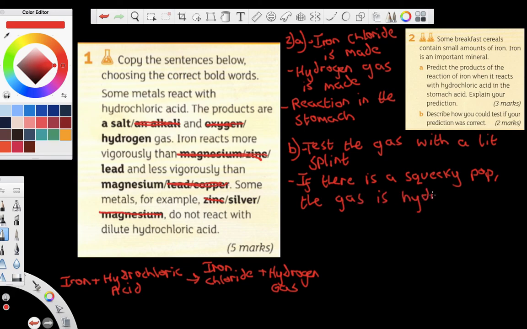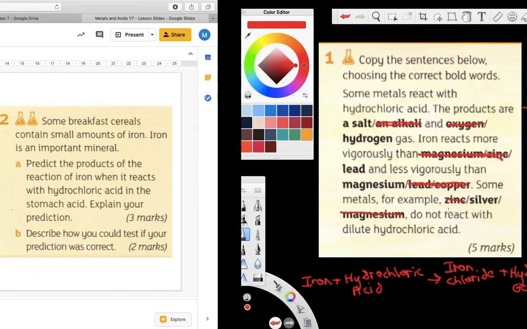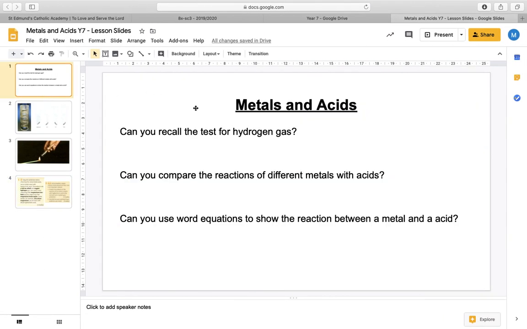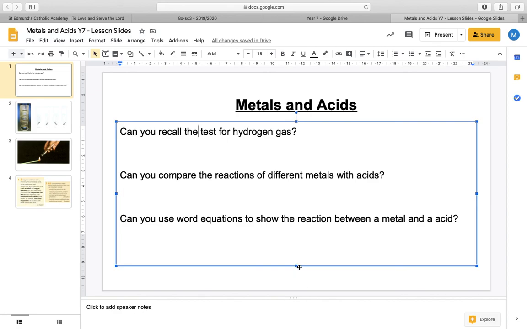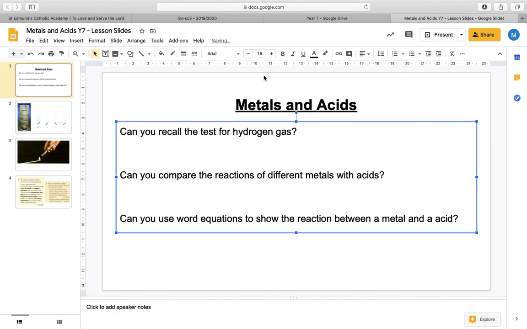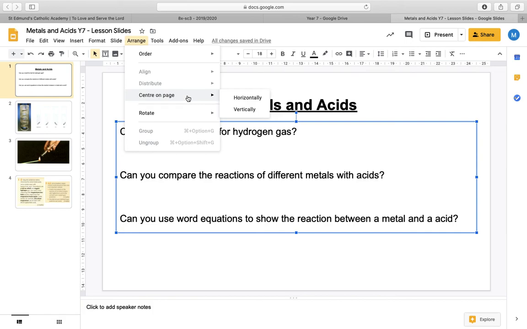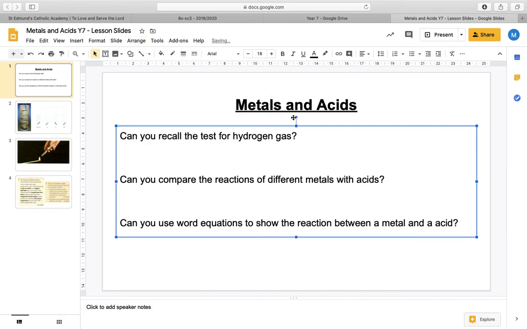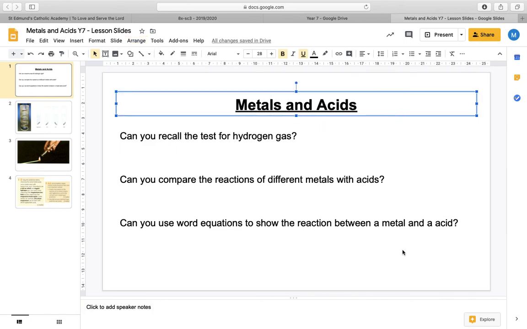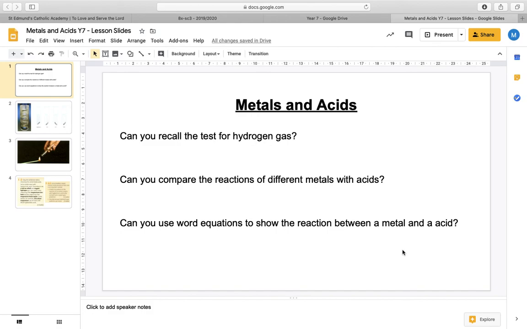So that concludes our lesson today. If we have a look back at our learning objectives, we said at the start of the lesson that you should be able to recall the test for hydrogen gas. Hopefully you can do that now. We said that you should be able to compare the reactions of different metals with acids. You should be able to do that now. And you should be able to use word equations to show the reaction between a metal and an acid.